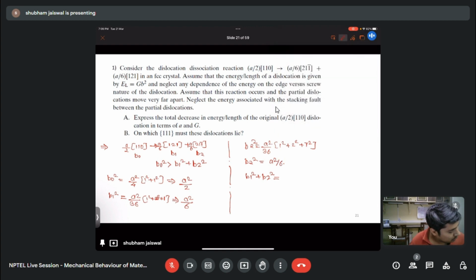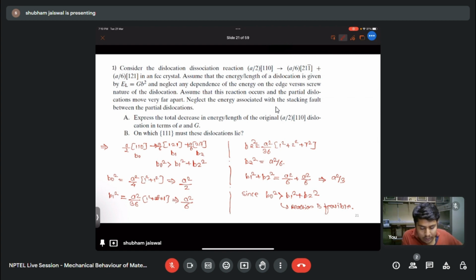it's a square by 6, so it will be a square by 6 plus a square by 6, so it comes out to be a square by 3. So since b naught square is greater than b1 square plus b2 square, the reaction is feasible. Okay, as this dislocation dissociation reaction is feasible, now we can calculate the energy.